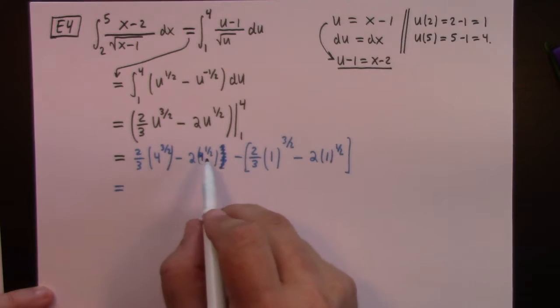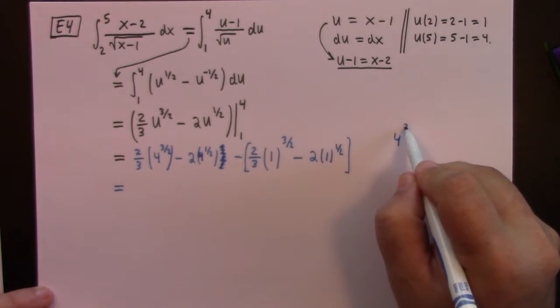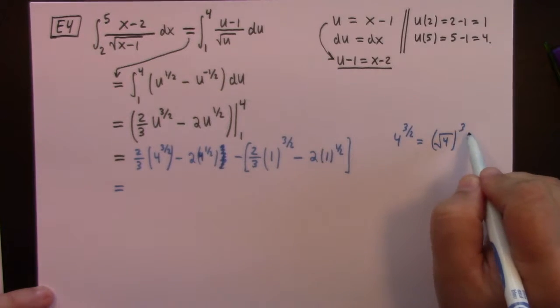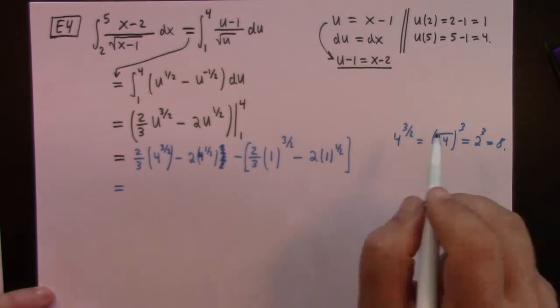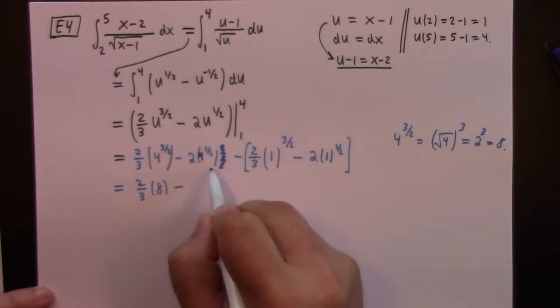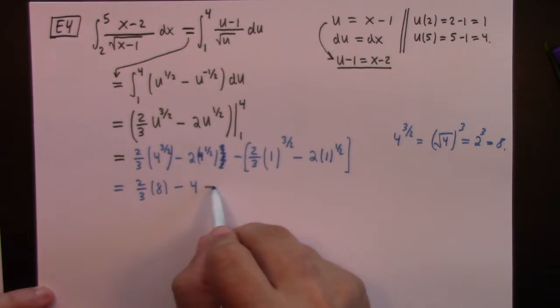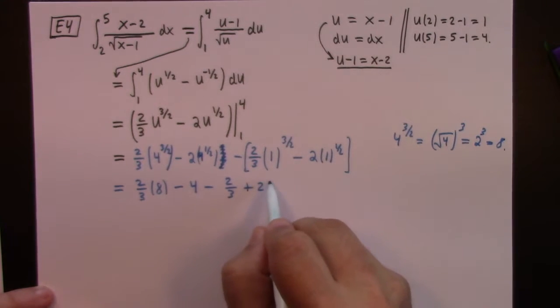And let's see here. So 4 to the 3/2 is what? That's really the square root of 4 cubed, otherwise known as 2 cubed, which is 8. So this is 2/3 of 8. Square root of 4 is 2. 2 times 2 is 4. So it's minus 4. Minus 2/3. Minus minus gives me plus. Plus 2. All right.